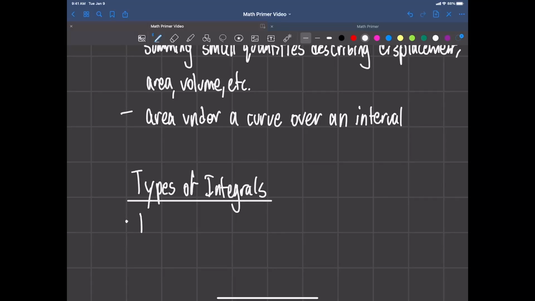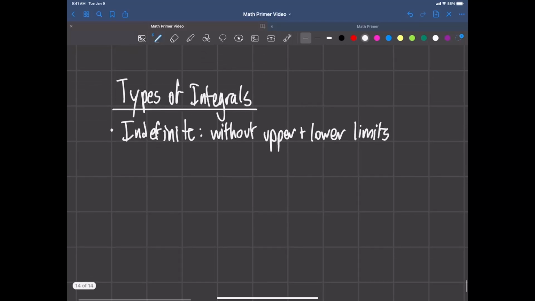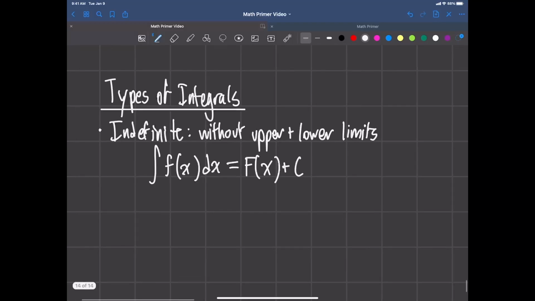The first type is indefinite. This is defined without upper and lower limits. So we can say that the integral of f of x dx equals capital F of x plus c, where c is any constant that would have disappeared by differentiation, and f of x is called the integrand.